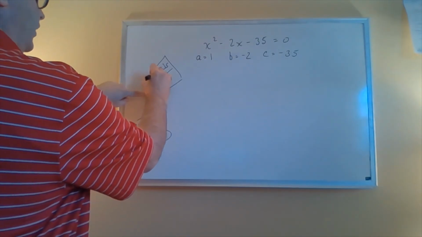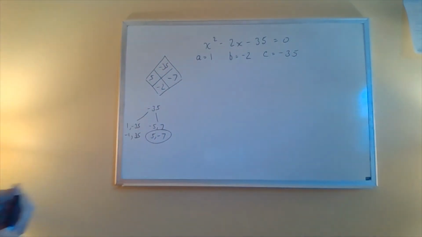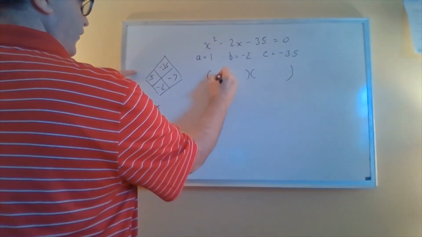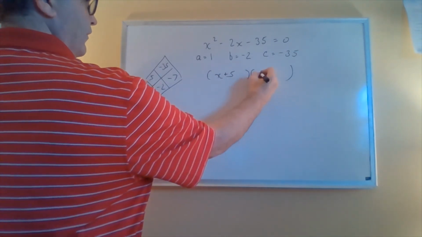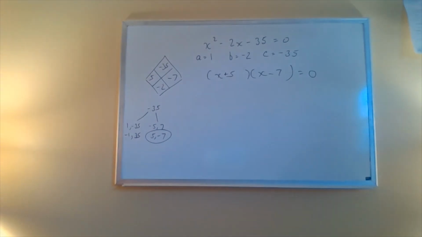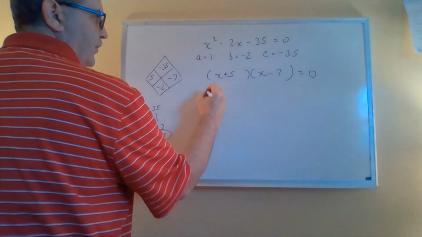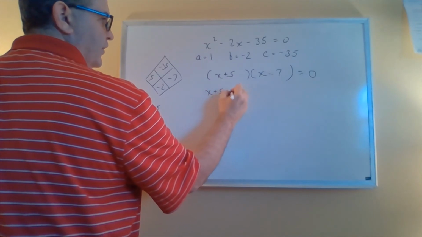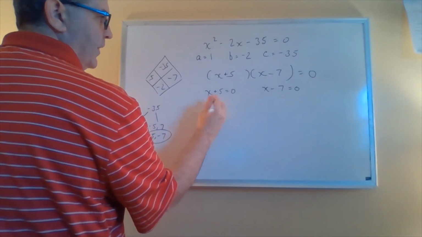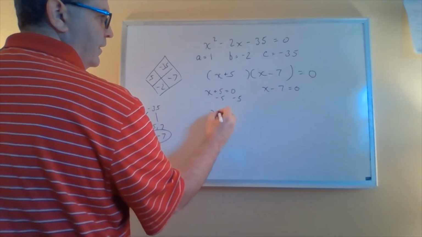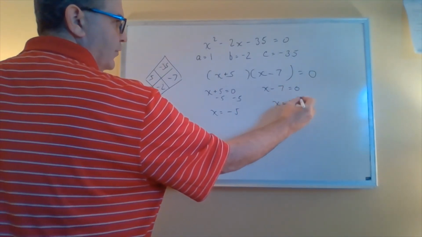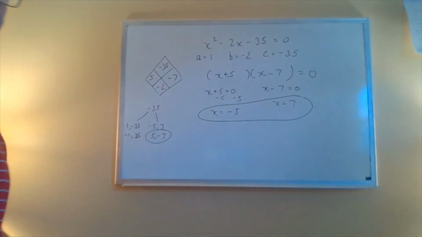So here is our K1 and our K2. Let's put that in our factor form. So we'll have x plus 5, and then we'll have x minus 7. All of that equals 0. Remember, we set each little set of parentheses now equal to 0. So x plus 5 equals 0, and x minus 7 equals 0. After subtracting 5 from each side, x will equal negative 5 over here, and after adding 7 to both sides, x equals 7 here. So there are your solutions for that example.